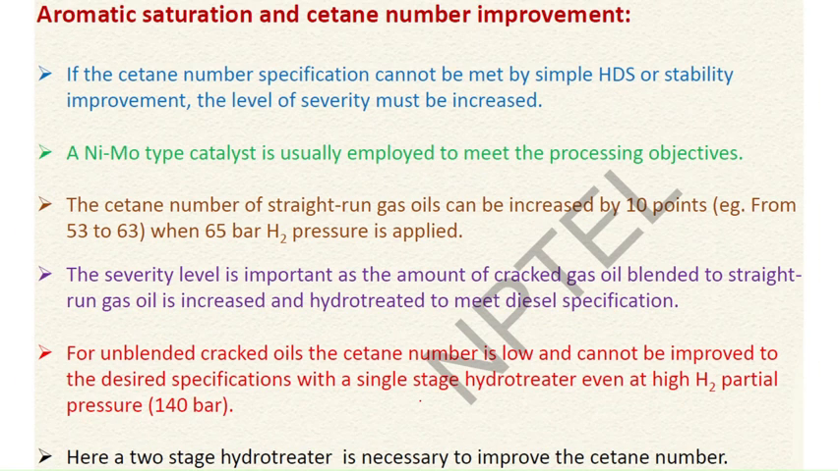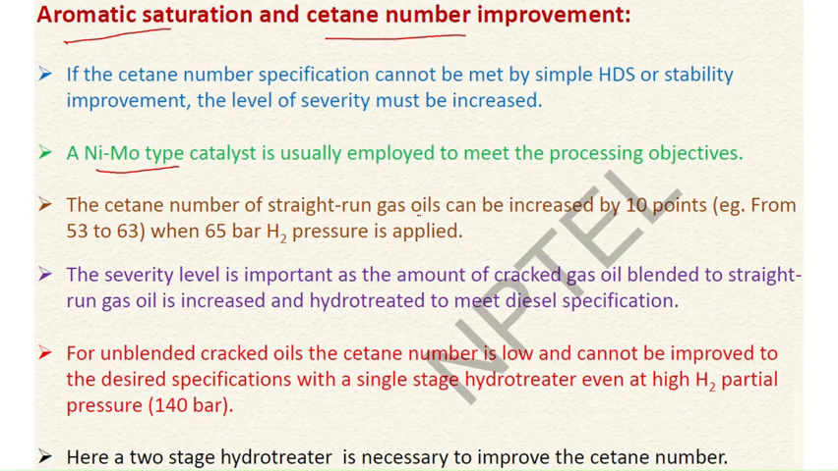So to meet the diesel demands, what is done? Cetane number should improve. For that purpose, aromatic saturation is required and cetane number improvement is required. So the cetane number specification cannot be met by simple HDS or stability improvement. The level of severity should be increased to improve the cetane number. A nickel molybdenum type catalyst is usually employed to meet the processing objectives.